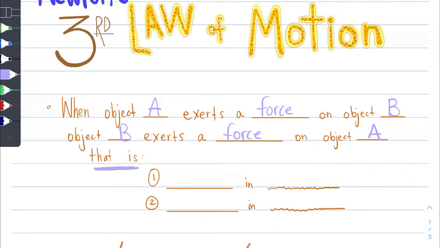But these forces that are being applied to one another from A to B and from B to A have two properties. First off is that they're actually equal in force, but they are opposite in direction. So let's think about this for a second.